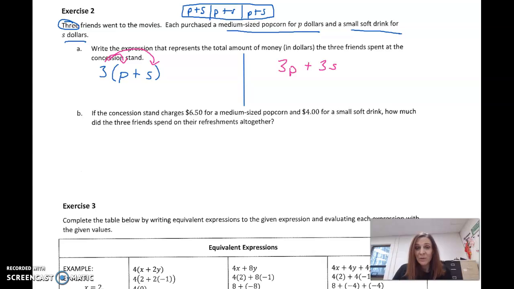And some of you might just start with this. You might think, hey, I'm buying 3 popcorns, 3 soft drinks. How much is it total? Some people might be like, one person's buying a popcorn and a soda. There's 3 people doing it. So these are really equivalent.